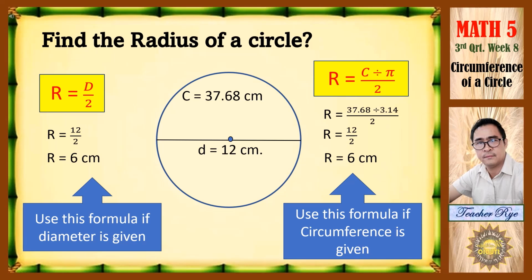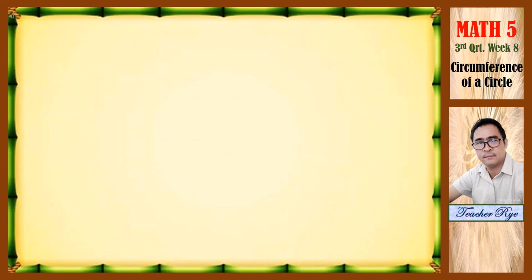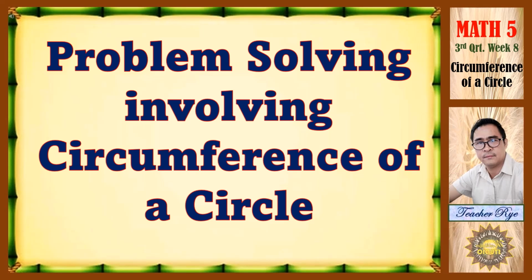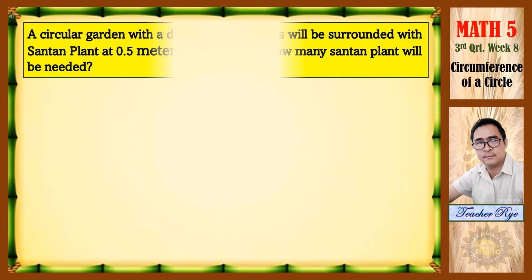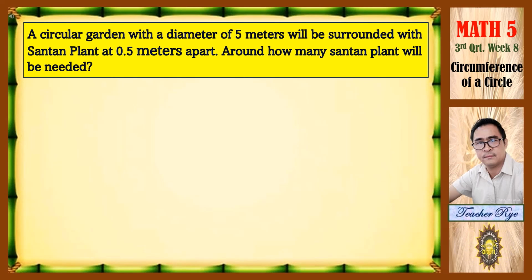Okay, next. Let us now proceed to the problem solving involving circumference of a circle. Ngayon, ito ang ating unang problem. A circular garden with a diameter of 5 meters will be surrounded with santan plant at 0.5 meters apart. Around how many santan plants will be needed? So let us analyze the problem.